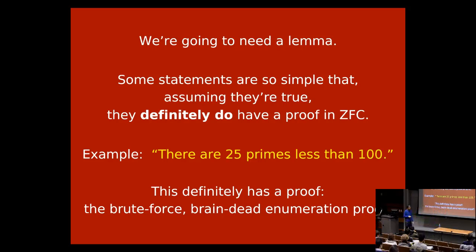Some sort of brute force, brain dead enumeration proof, where you don't have to use your head. You can just sort of automatically be sure there's a proof. In contrast to this, remember I mentioned this other random statement: 1 is the only number that appears in Pascal's triangle at most 10 times. So let's say that that's true, and I ask you to prove it.